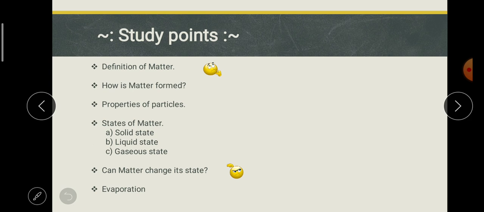Study points of the chapter are definition of matter, how is matter formed, properties of particles, states of matter. And in states of matter we'll see solid state, liquid state and gaseous state. Next is can matter change its state, and last is evaporation. So basically in this video we'll study first 3 points. They are definition of matter, how is matter formed and properties of particles.